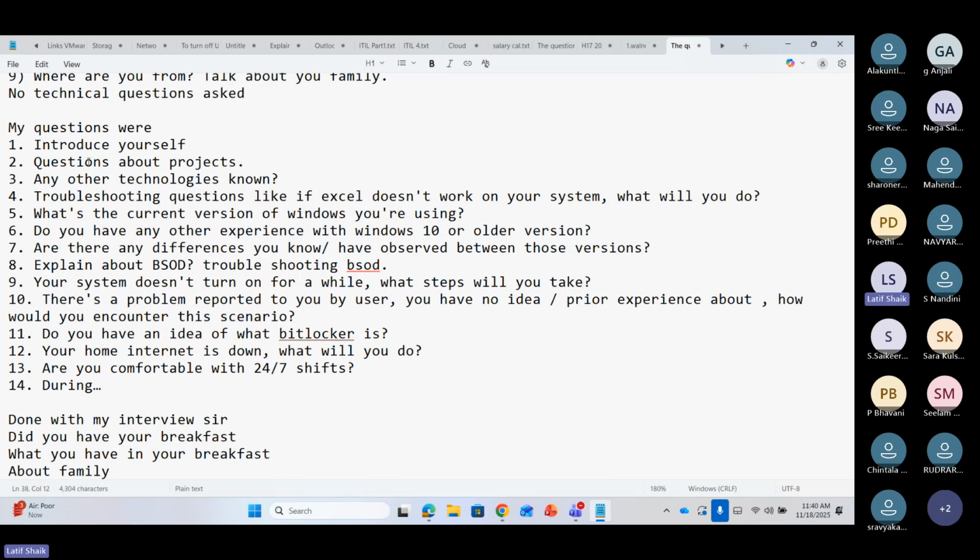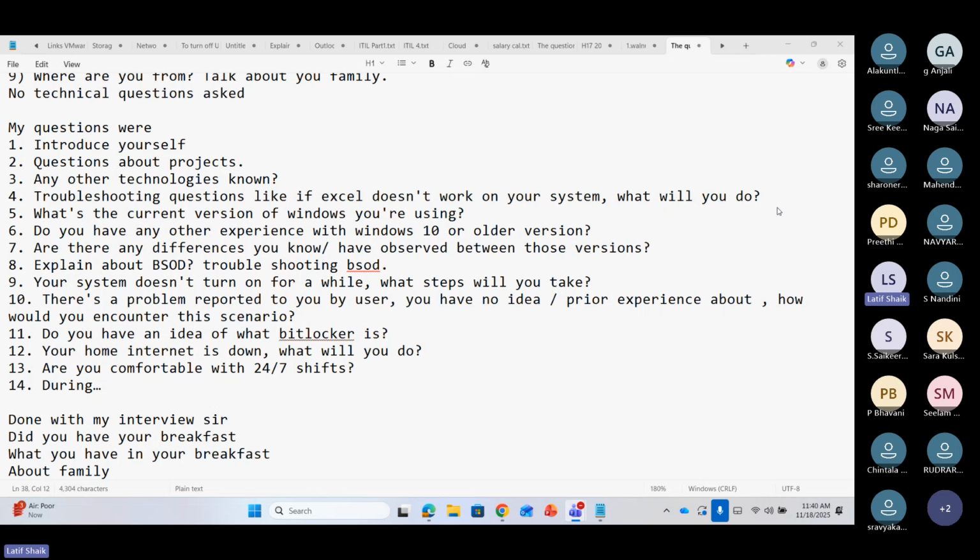There is a problem reported to you by a user and you have no idea or prior experience about it. How would you handle this scenario? Generally, guys, if you do not have an idea about this technology, or it is beyond your level of technical knowledge and experience, the ticket won't be assigned to you.